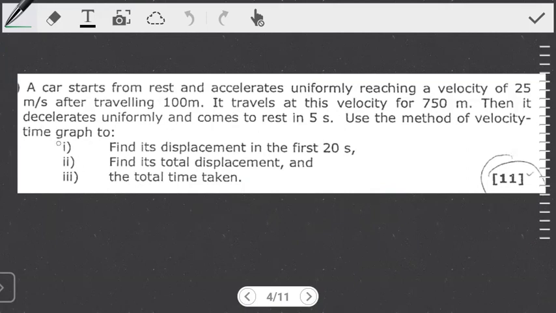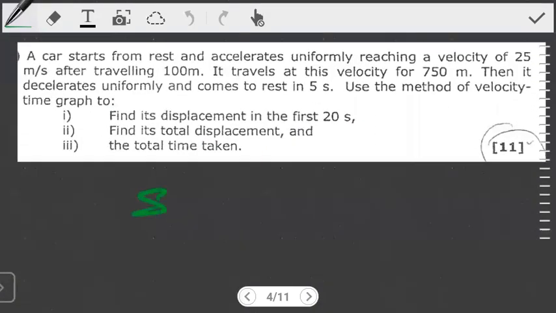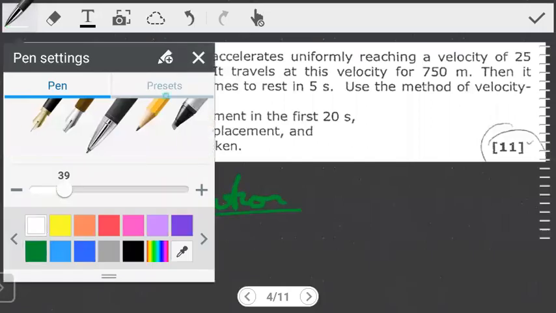Well, what is the question saying? A car starts from rest and accelerates uniformly, reaching a velocity of 25 meters per second after traveling 100 meters. It travels at this velocity for 750 meters, then it decelerates uniformly and comes to rest in 5 seconds. Use the method of velocity time graph to find its displacement in the first 20 seconds, find its total displacement, and the total time taken. Okay, so how do we work out this question? Well, easy. Let's go through it one more time.